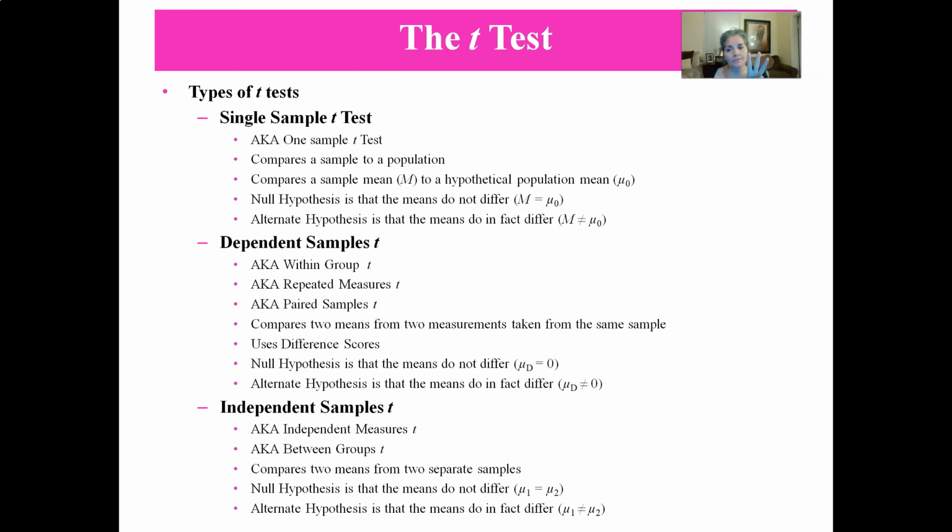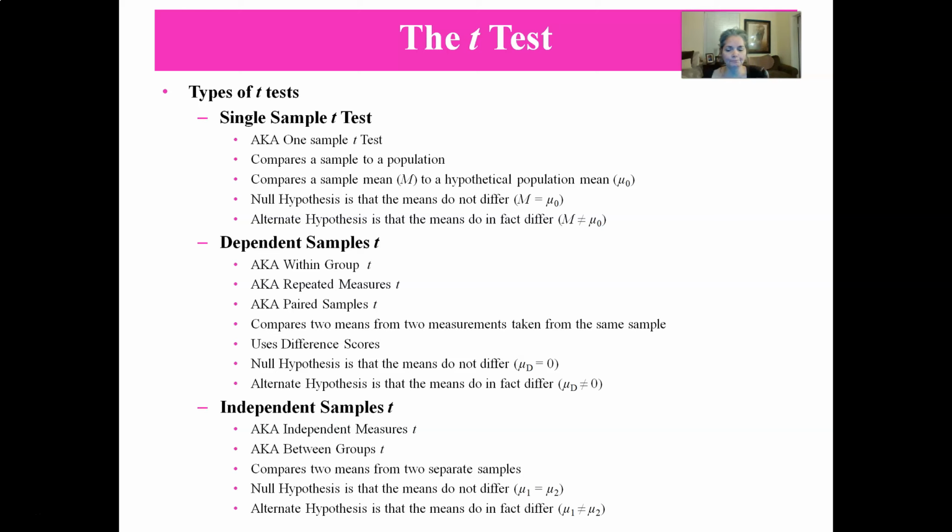There are 3 different types of t-test. A single sample t, where I'm comparing a sample to a population. A dependent sample t, also called a repeated measures or within group, or a paired sample t. Depending upon what book or who taught you, you may have heard it referred to in different ways. This is where I'm doing a repeated measure. That's why I like that name, because it's like a pre-test, post-test. I take a measurement once and then a measurement again, and I'm looking at those mean differences from measurement 1 to measurement 2.